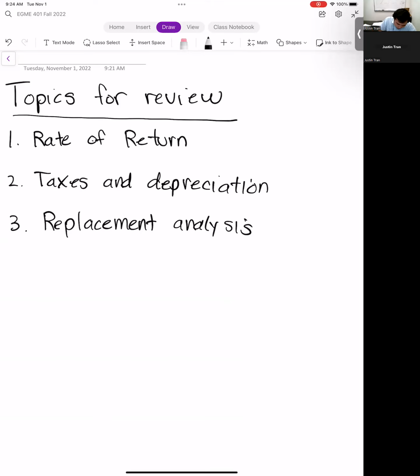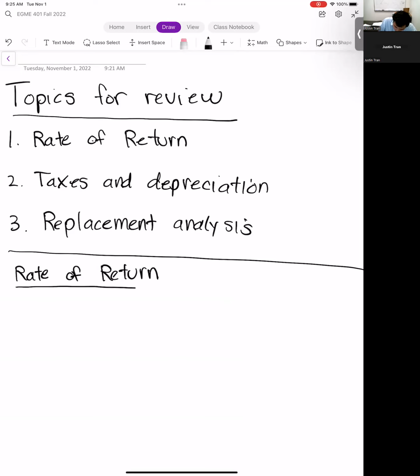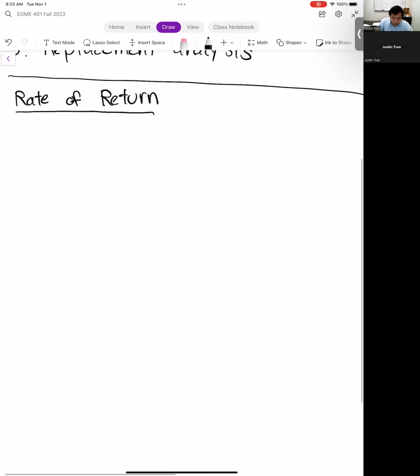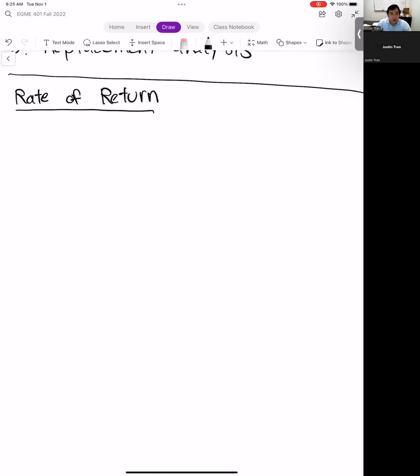Okay, so let's start with rate of return. All right. So historically, rate of return, where it gets its name, is that it's traditionally used for investments. And so if you invest a certain amount of money and you get some money back, and then you want to know what's the rate of return on your investment, that's basically what it means. But for our calculations, what it basically boils down to is, we want to solve for the interest rate. Okay.